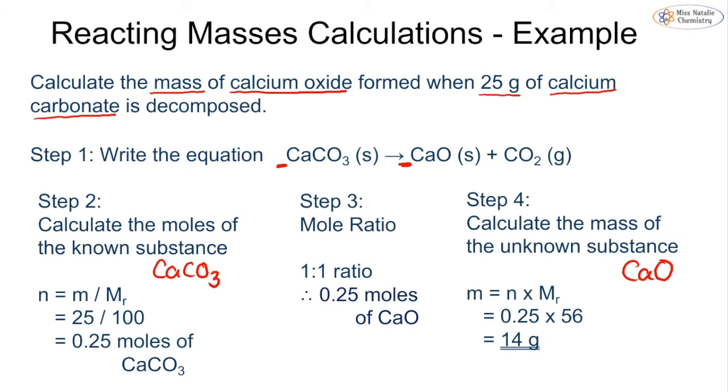So I've just worked out that the number of moles is 0.25. If I multiply that by the mass of calcium oxide of 56, I get a mass of 14 grams as my answer.